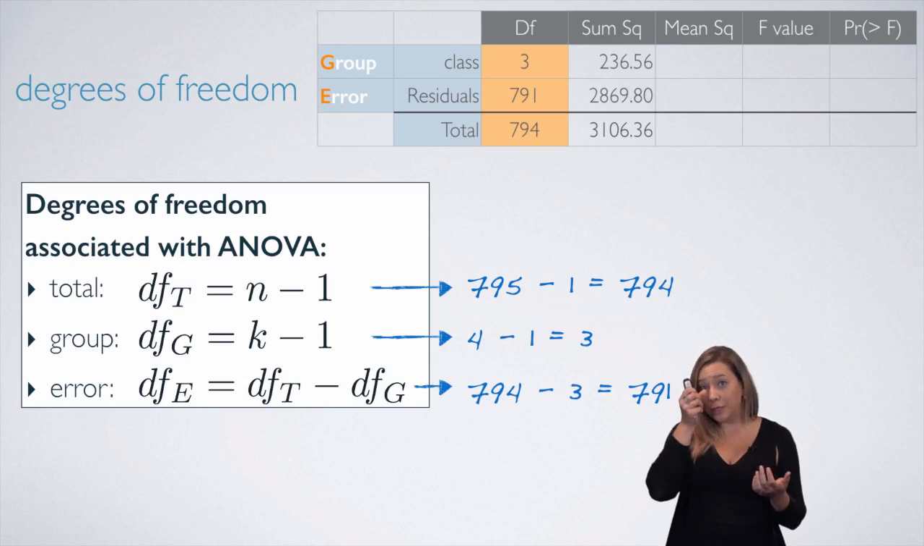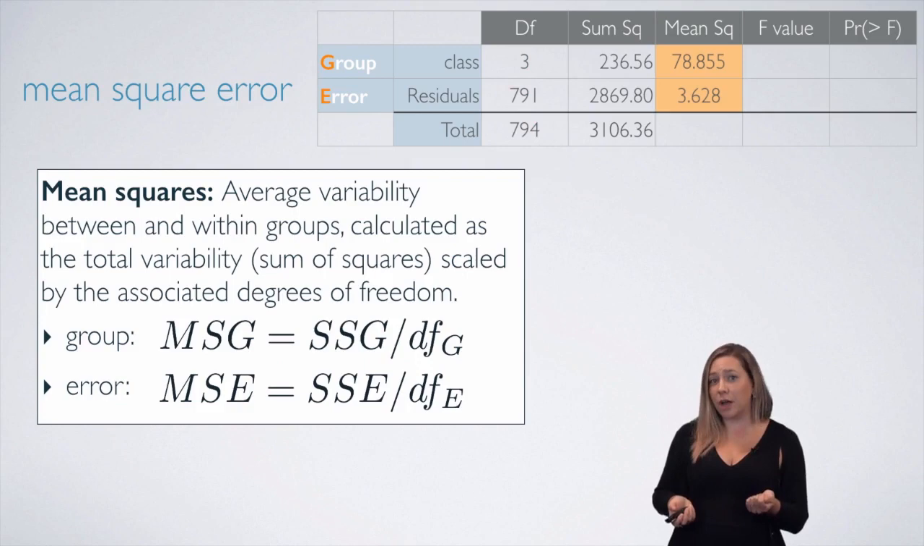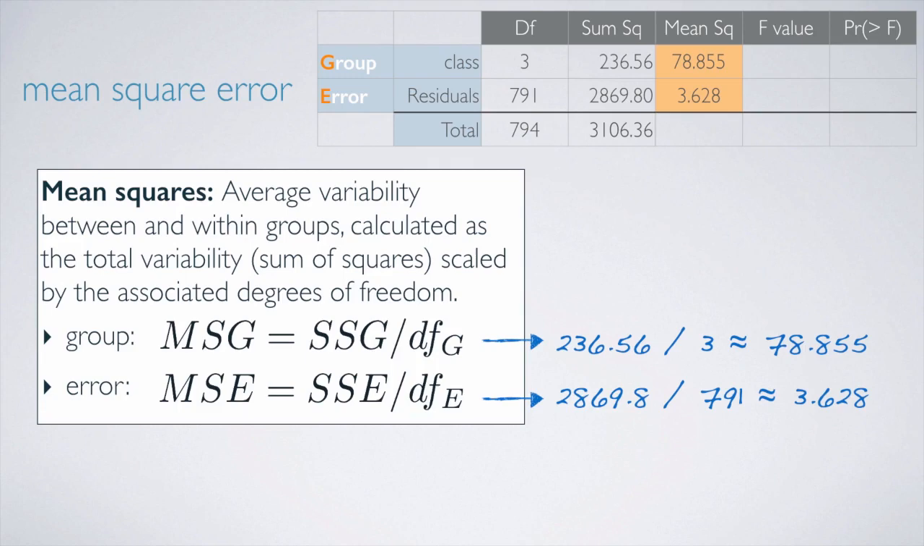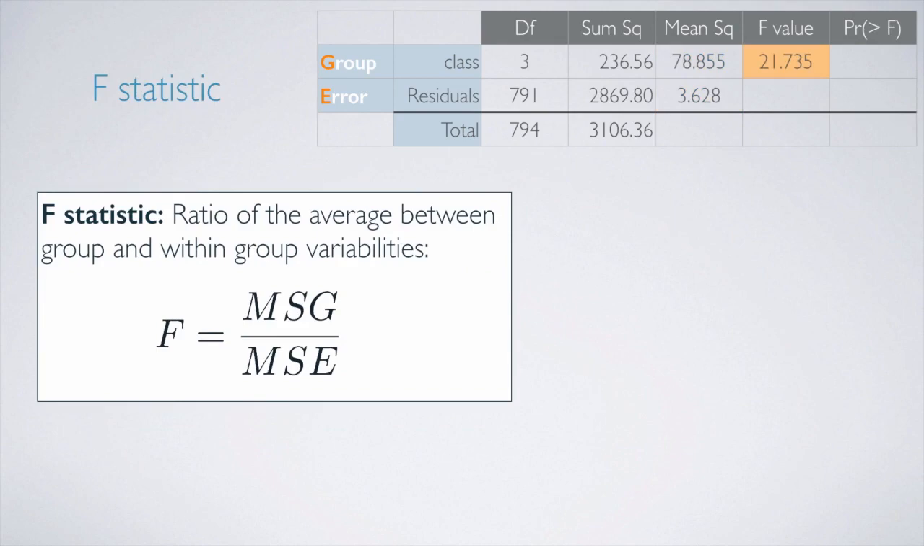Next up is the mean squares column, which measures the average variability between and within groups and is calculated as the sum of squares for that component divided by its degrees of freedom. So we can calculate that by doing the divisions. And we're going to next use these values for calculating our F-score. Because remember that the F-statistic is the ratio of the average between and within group variabilities. In other words, it's MSG divided by MSE. Once you have your F-score, you're finally ready to find your p-value and conclude the hypothesis test.